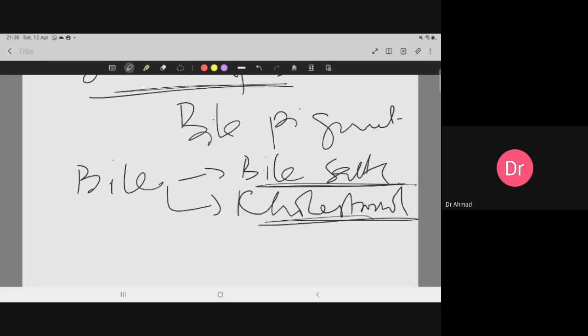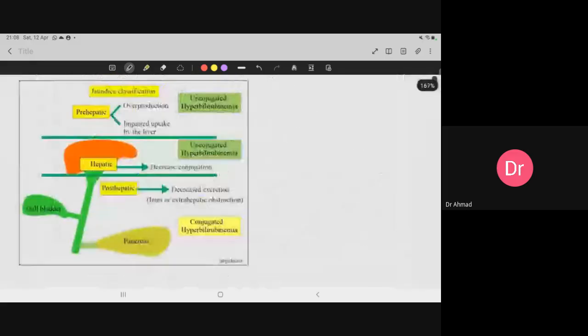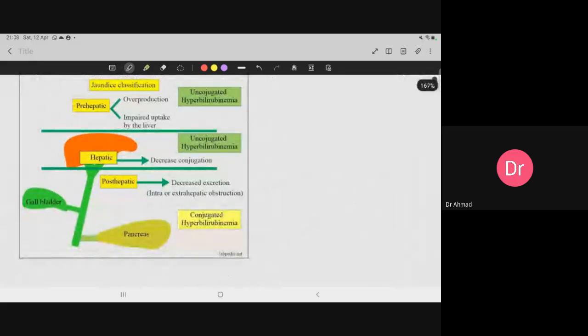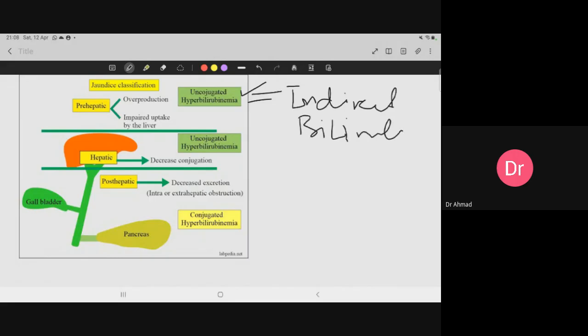Just a brief overview of things, and I hope this is clear. And now we will talk about the causes. There are three causes. You can see unconjugated hyperbilirubinemia, which is equal to indirect jaundice, like indirect bilirubin elevation. Then you have conjugated bilirubinemia, which is also known as direct bilirubin. On your lab work and in your questions, you find these words. These are interchangeable words, and they mean the same thing.